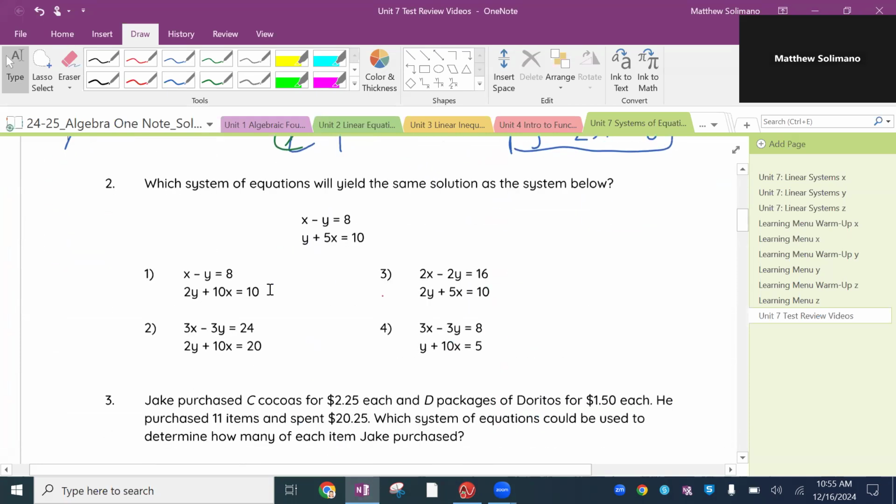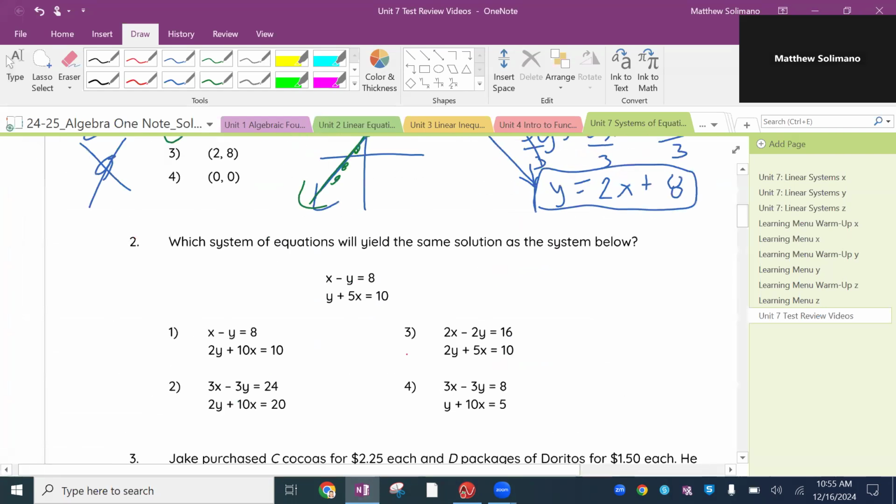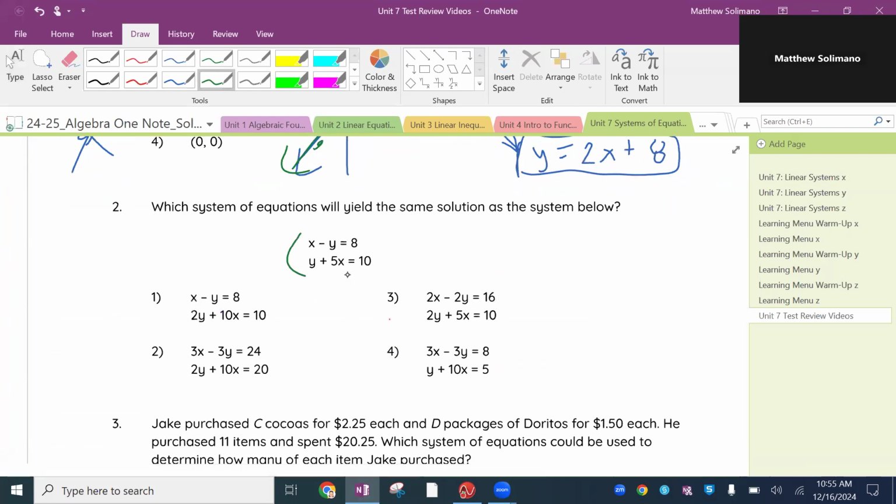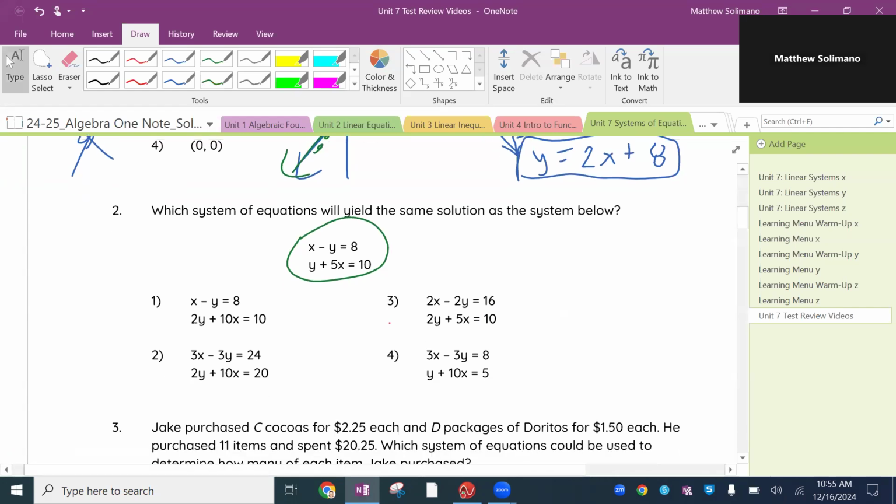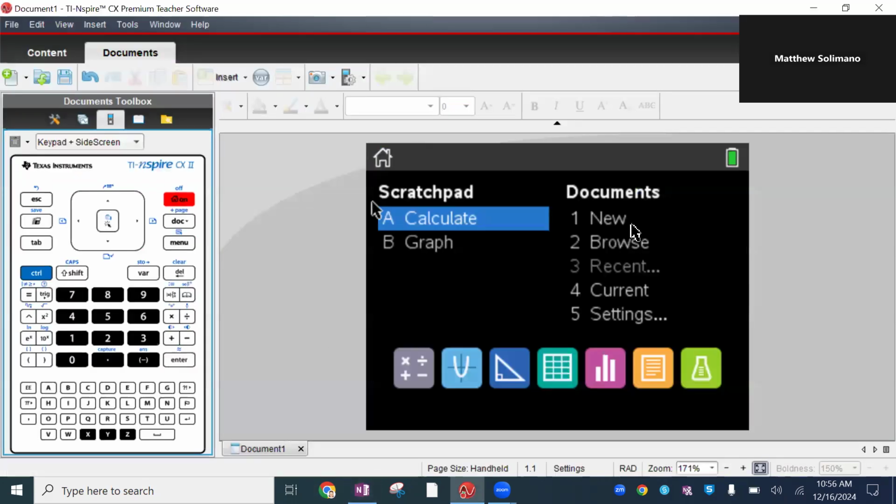Number 2, which equations will yield the same solutions as the system below? So the first thing I want to do here is find out what is the solution to this system of equations. And again, right, I got to do it for 1, 2, 3, 4, 5 different times, right? That's 5 systems to solve. Quickest way to do this is going to use that graphing calculator and graph our relation. So let's go over how we could do this. The x minus y equals 8, y plus 5x equals 10. Let's find the solution here.